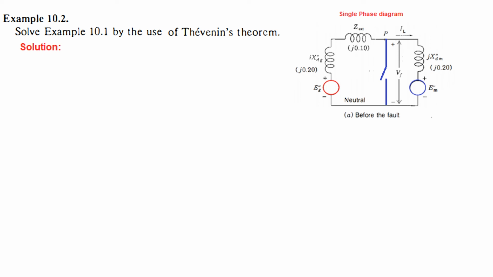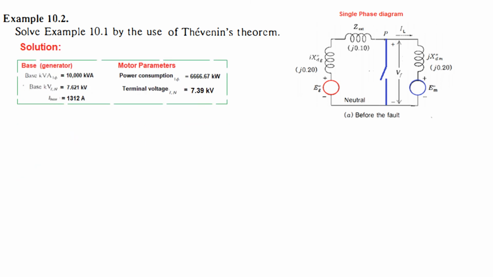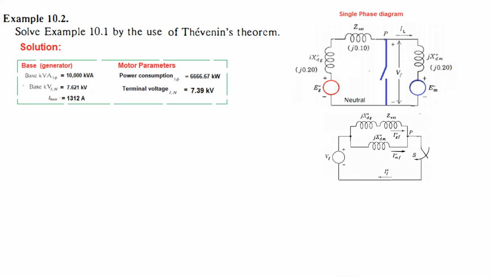So example 10.2 says: solve example 10.1 by using Thevenin's theorem. So this was the original circuit, the single phase diagram. These were the parameters we had calculated for single phase, for the generator and motor. This is the Thevenin equivalent circuit. And Vf we had already discussed, this is how we found the Vf in the previous example. So it is 0.97 J0.